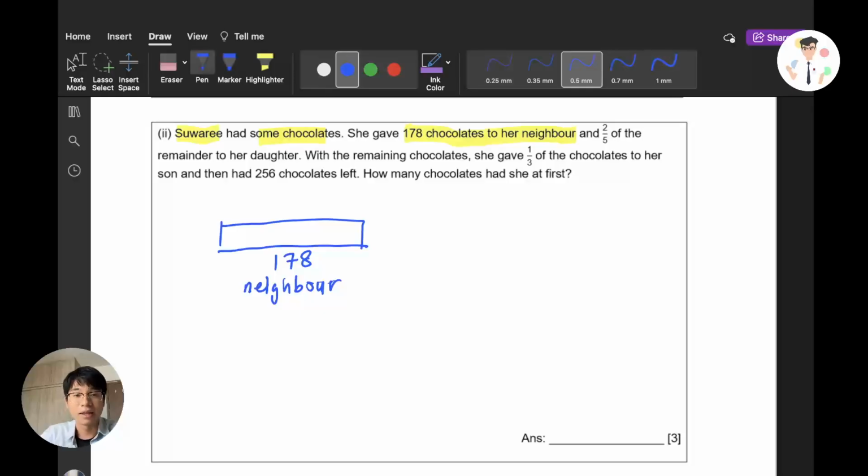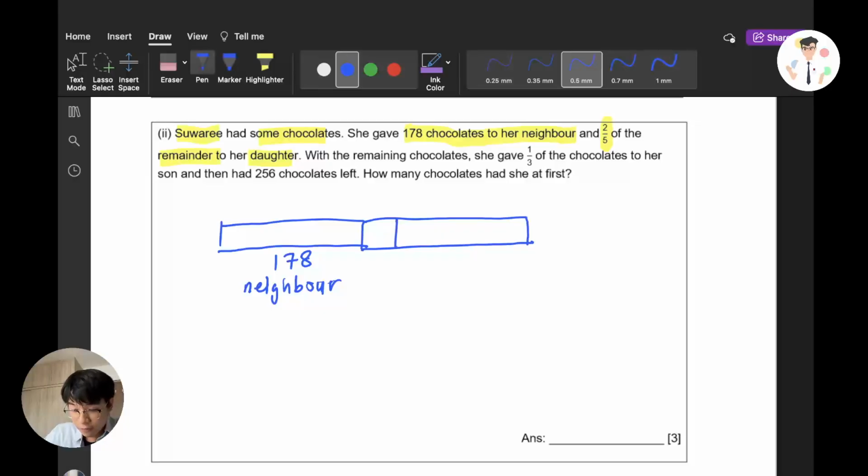Okay, now I have 178 for the neighbor, and what happened is that she also gave 2/5 of the remainder to her daughter. Again, it's about remainder, so it does not touch anything about the one that's giving to the neighbor, right? It's what I left over, then I give it to someone. So I have something like this.